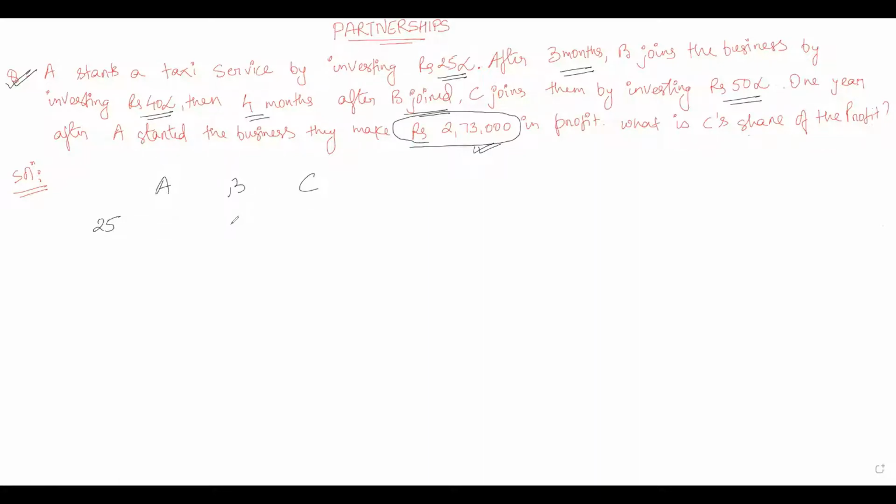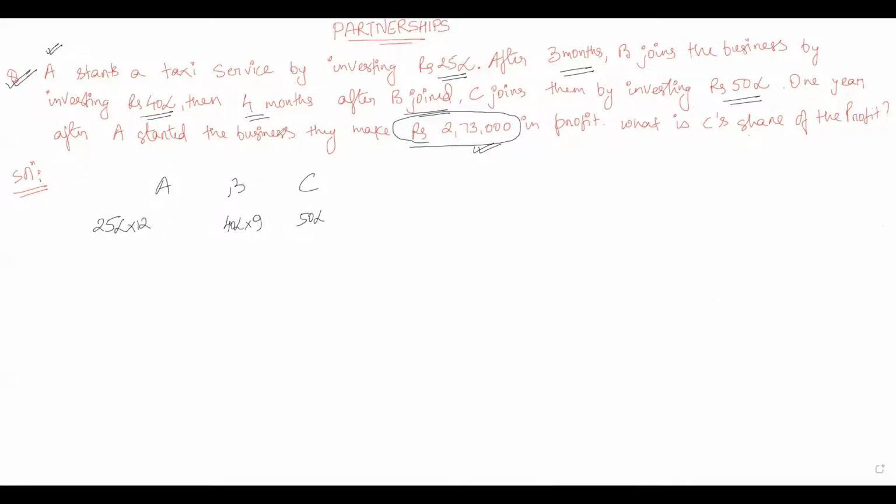For B, the amount invested is 40 lakh. And for C, the amount invested is 50 lakh. Now, the time period for which A has invested in the business is the complete year. So we need to multiply the complete year, that is 12 months. So I'm multiplying 12 here. Again, B joins after 3 months, and B was in the business for the complete 9 months. So B has invested into the business for 9 months. So we need to multiply 9 here.